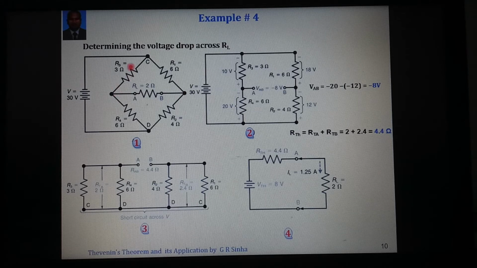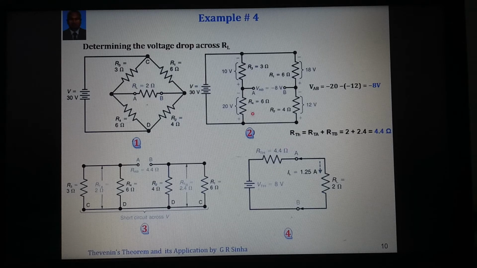So 3 and 6 are connected in parallel, and 6 and 4 are connected in parallel, and they are connected in series. We can see here 3 and 6 and 4 and 6, and they are connected in series. So 3 and 6 gives 2 ohm and 4 and 6 gives 2.4, and they are connected in series. So it is 4.4 ohm. And the final Thevenin equivalent circuit is 8 volt connected in series with 4.4 ohm.